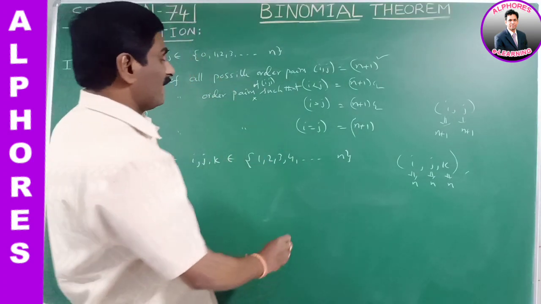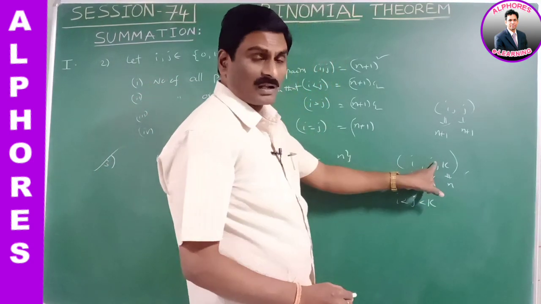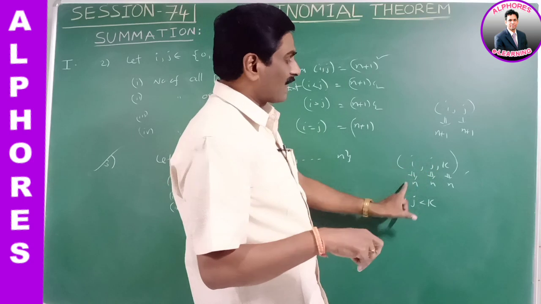Okay. Similarly, the number of ordered triplets such that i < j < k. They are in a specified order. We select 3 numbers. Total number of things n.